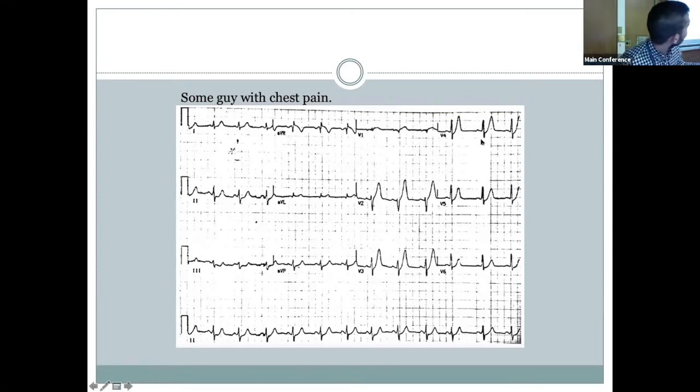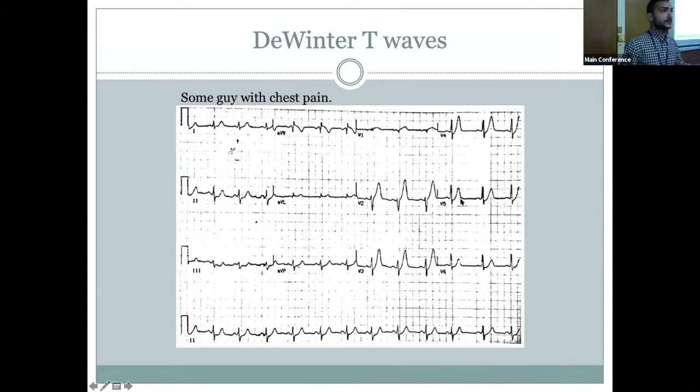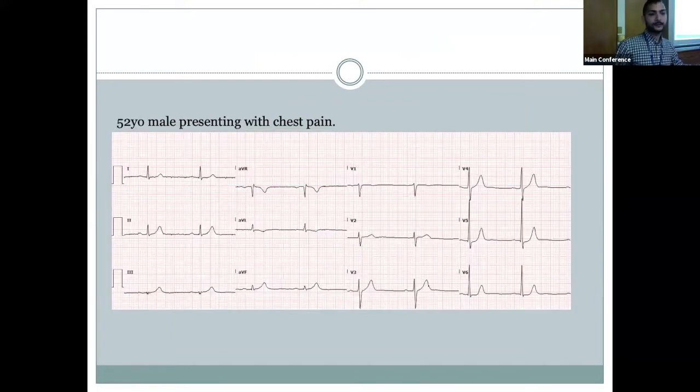Again, we're seeing pretty large T waves here in the precordial leads, and what we're also seeing, especially in V3 and V4, maybe a little bit in V5, is ST depression. This is De Winter T waves, and De Winter T waves are a STEMI equivalent. So this would be something you'd want to activate the cath lab for, typically an LAD occlusion.